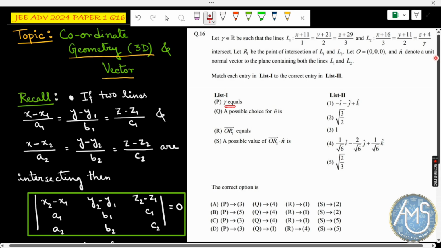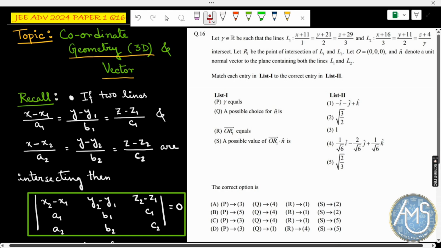Then we have list 1 having 4 options, where in P we have to find the value of gamma. In Q we have to find a possible choice for n cap. In R we have to find the vector OR1, the position vector of R1, and in S we have to find the value of OR1 dot n cap. In list 2 we have 2 vectors and 3 values. We have to match, and there are 4 options given. We have to select the correct one.